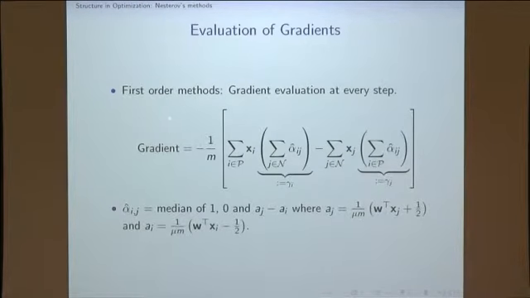So if you actually try to calculate this gradient naively, what you see is that you might end up getting order n squared dependence, because you're summing up over all the positive points and summing up individually over all the negative points.